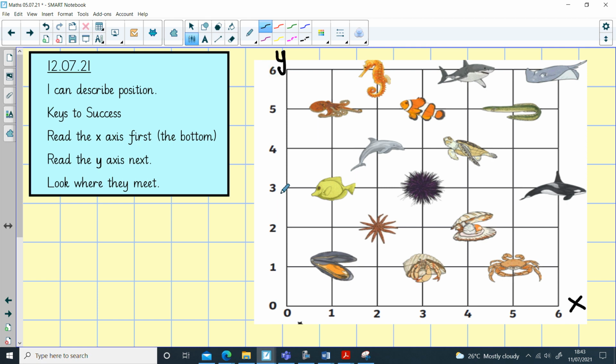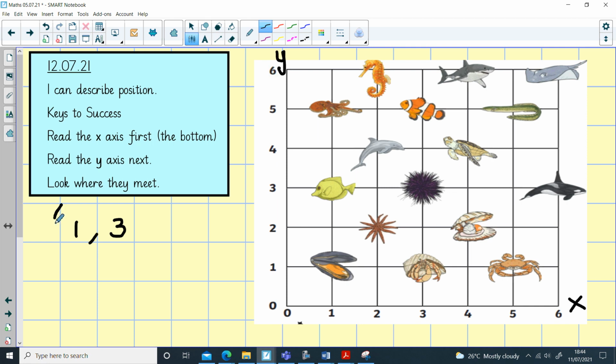Okay? So if I wanted to find the position of this lovely yellow fish here, I would look along the bottom, and it's level with the number 1. And then, oh, that was a little bit big. I've got to look at the y-axis. So it's level with number 1, and then it's level with number 3. So the position of the yellow fish is 1, 3.